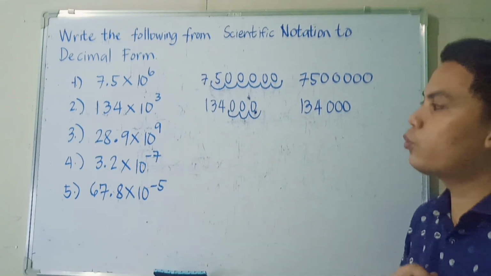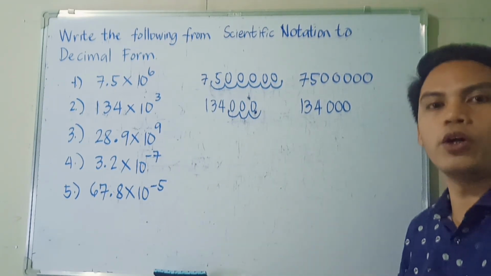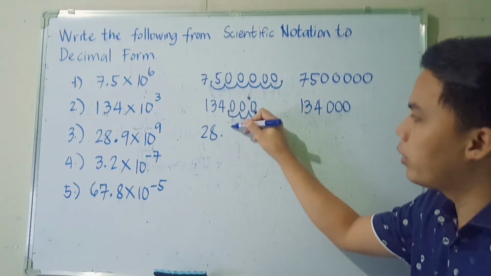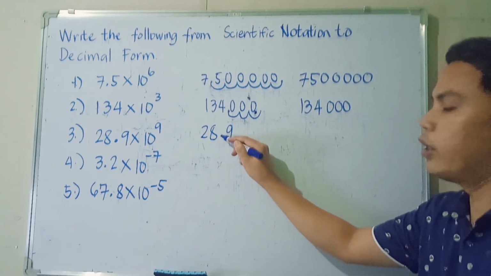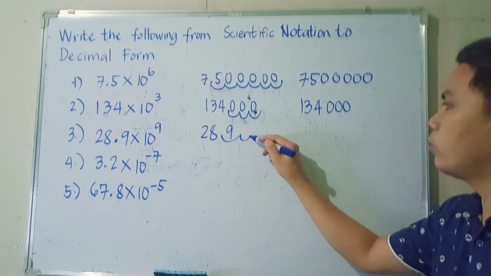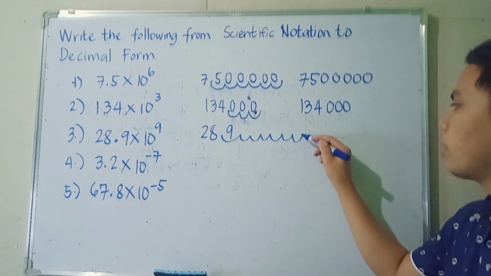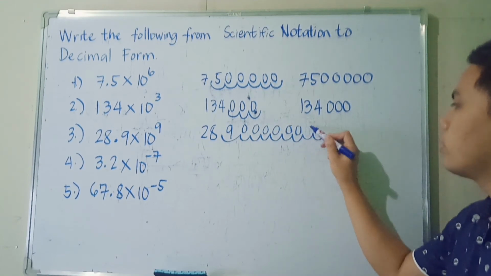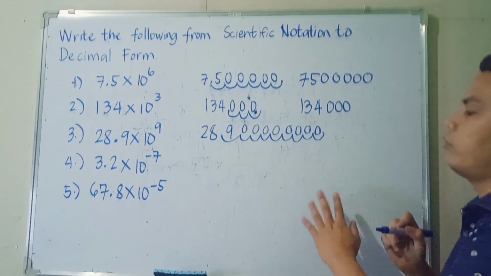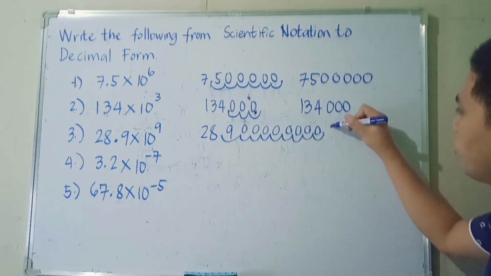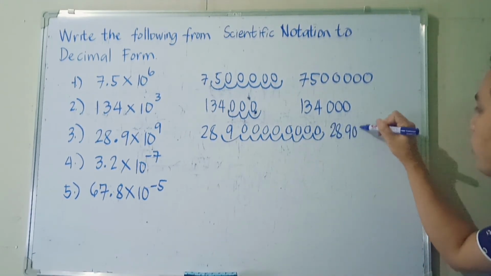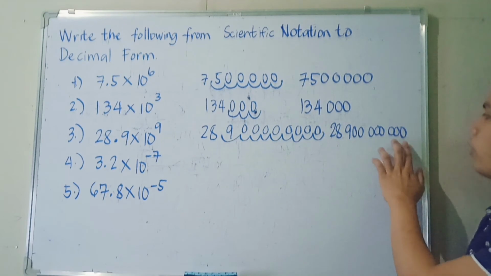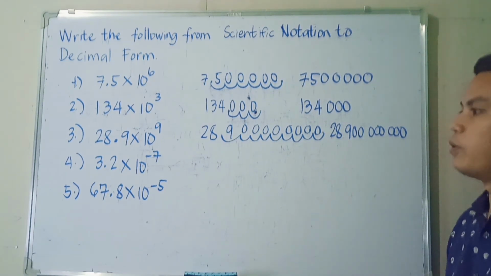Okay. Next, 28.9 times 10 raised to the power of 9. So, again, galing sa decimal point natin, we're going to move it to the right 9 places. 1, 2, 3, 4, 5, 6, 7, 8, 9. So, we have 1, 2, 3, 4, 5, 6, 7, 8 na zeros. So, yung final answer natin would be 28,900,000,000. Okay, we have 8 na zeros.